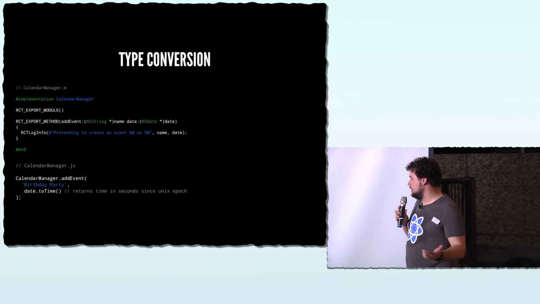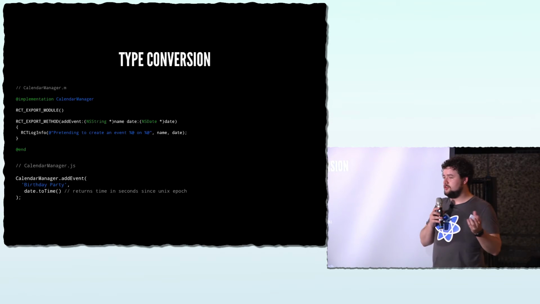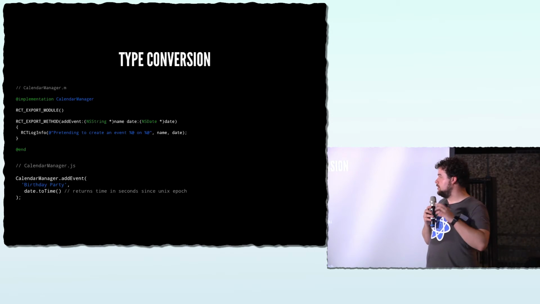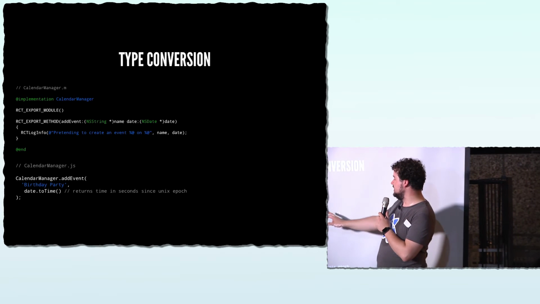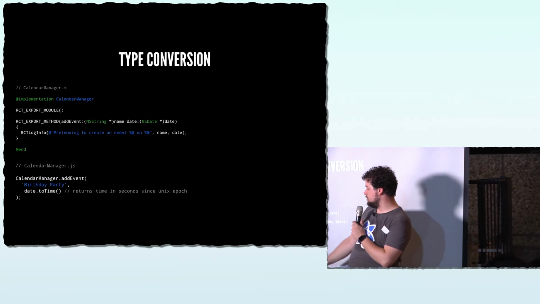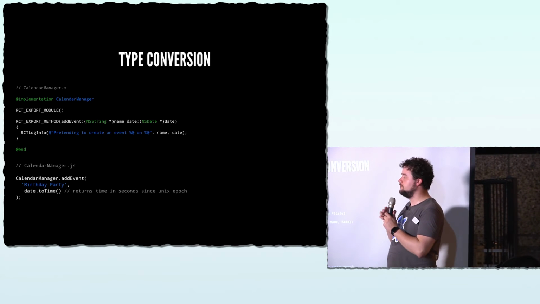And we also take care of any type conversion that happens. So we just use JSON over the bridge, so we can use it also with other backend systems. But it means if you want to just have your function take an NS date, from the JavaScript you just send an int, and the bridge, because it knows the types, will just convert that to an NS date for you.